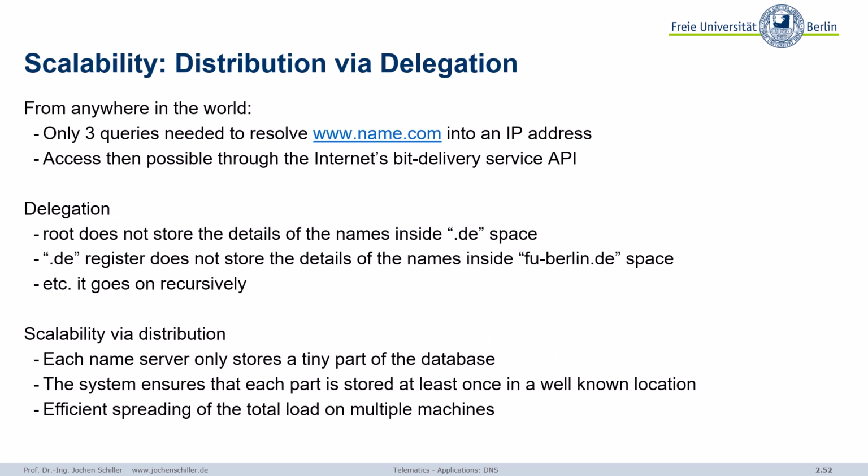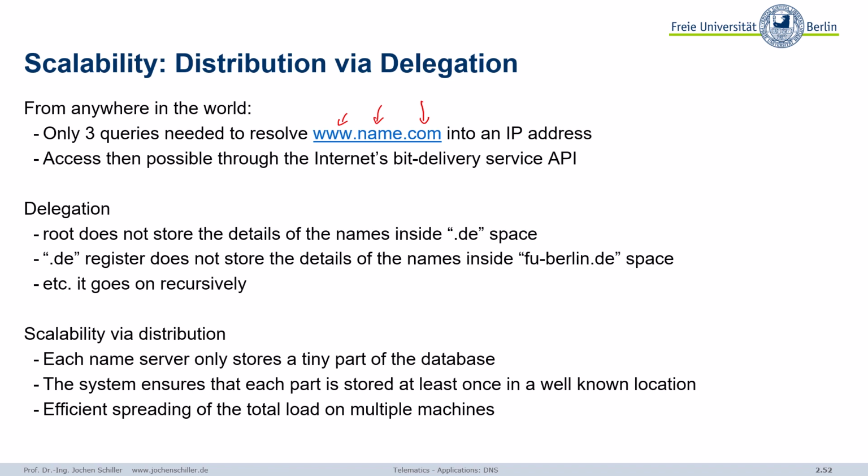So if we assume we have something like www.name.com, we need only 3 queries. If we don't know anything, one for who's responsible for .com. Next one, then we ask the .com database who is responsible for name, and then we get back the address of the web. So that's possible from anywhere in the world, 3 queries, and to speed up the system we have these distributed root servers, etc.